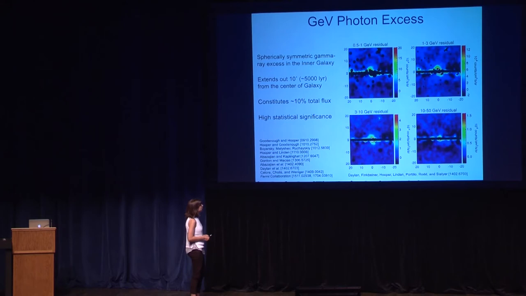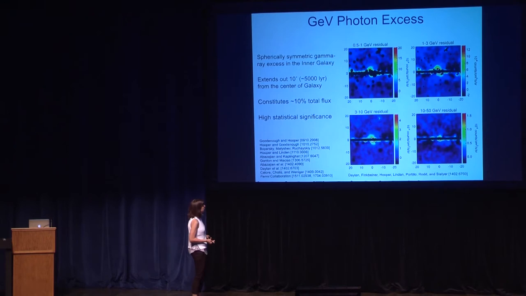Since these initial papers, there have been a whole variety of studies that have confirmed this excess. In general, the properties are that it's spherically symmetric. It extends out to roughly 10 degrees. It constitutes a large fraction of the flux, so about 10% of the total flux in the inner galaxy, and it's a fairly high statistical significance. And people got really excited about this because a lot of features about this excess are reminiscent of what you would expect for dark matter.